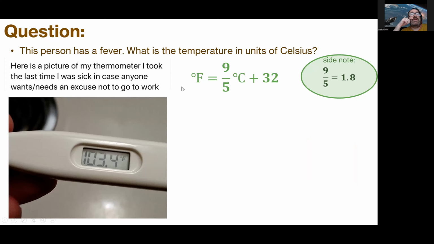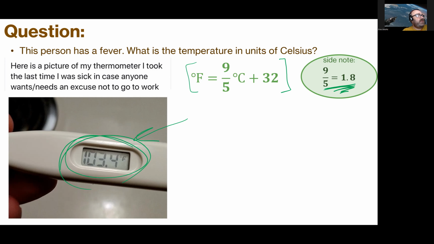All right, so let's take a look at this. This person has a fever. What is the temperature in units of Celsius? So here's our data. 103.4 Fahrenheit, and we want to get that into units of Celsius. This is our equation. You will be given this on exam info sheets, so you don't have to memorize it. And if it's easier for you to think about it, 9/5 is really equal to exactly 1.8. So you can use either as you do this.